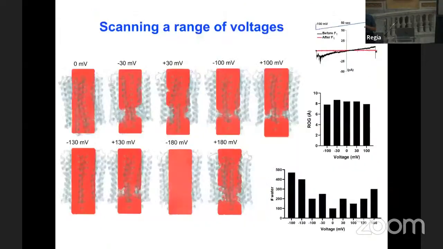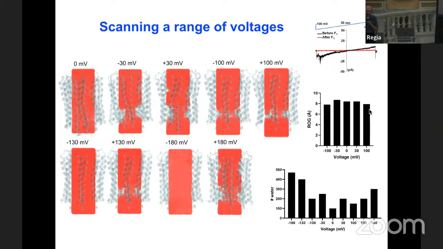So the next thing is, okay, now we have taken a simple C ring, just a simple C ring, and simulated that across a range of voltages. And we found that the number of water molecules going through is the minimum at 0. It goes up more at minus 180. And of course, at plus 180, it goes up, but not as much. The radius does not change too much, but water goes through.